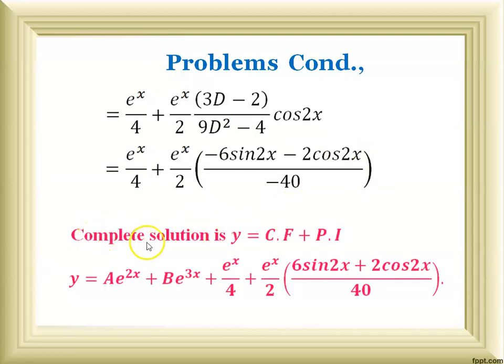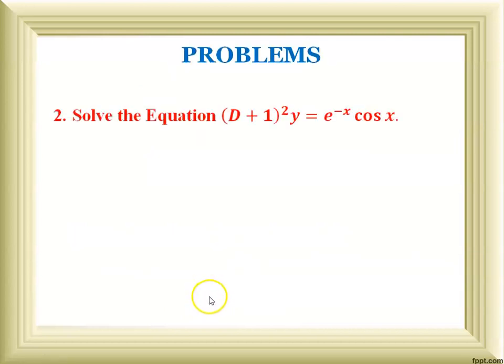So finally the complete solution is the combination of complementary function plus particular integral added together. This is the final case, general solution of this given problem. So let us move on to the next problem. Solve the equation d plus 1 whole square into y is equal to e power minus x into cos x. Purely this also comes under the last type.